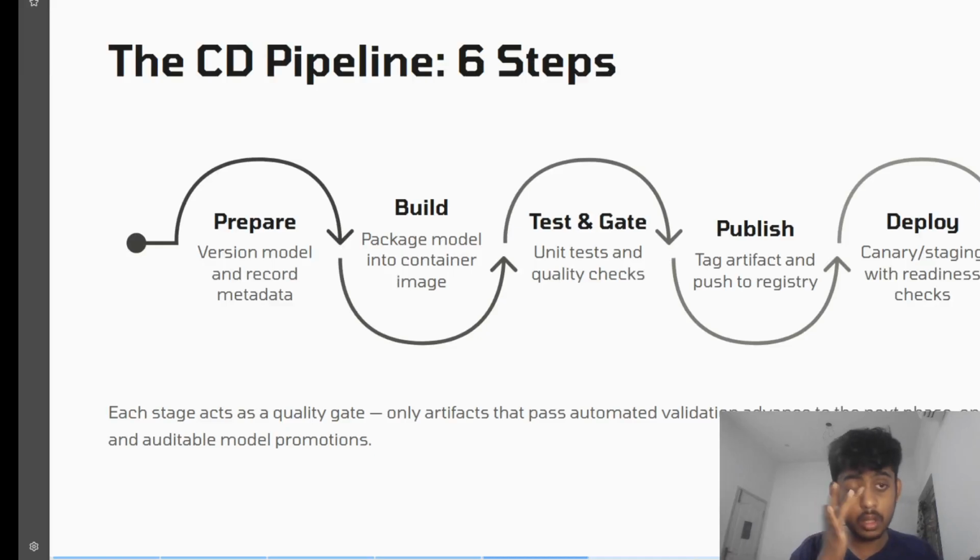In this CD pipeline, we only have around 6 steps, or maybe 5 over here. That is, we need to prepare, we need to build, and we need to test it. That is continuous integration. Before doing continuous deployment, we need to test it, we need to publish it, and we need to deploy it.